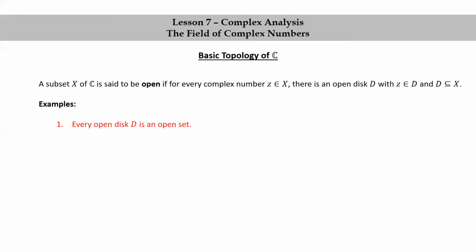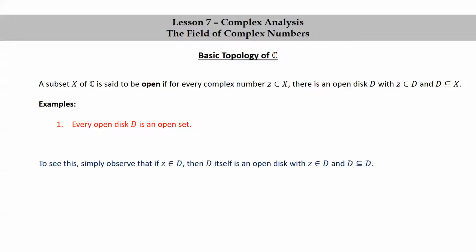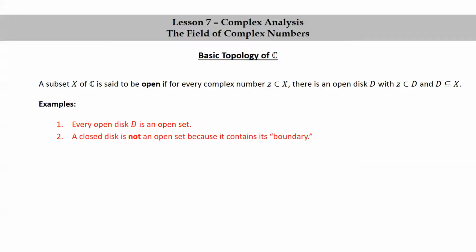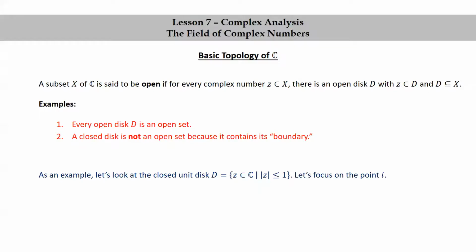Every open disk D is an open set. To see this, simply observe that if Z is in D, then D itself is an open disk with Z in D and D a subset of D. A closed disk is not an open set because it contains its boundary. As an example, let's look at the closed unit disk D equals the set of complex numbers Z such that absolute Z is less than or equal to 1.